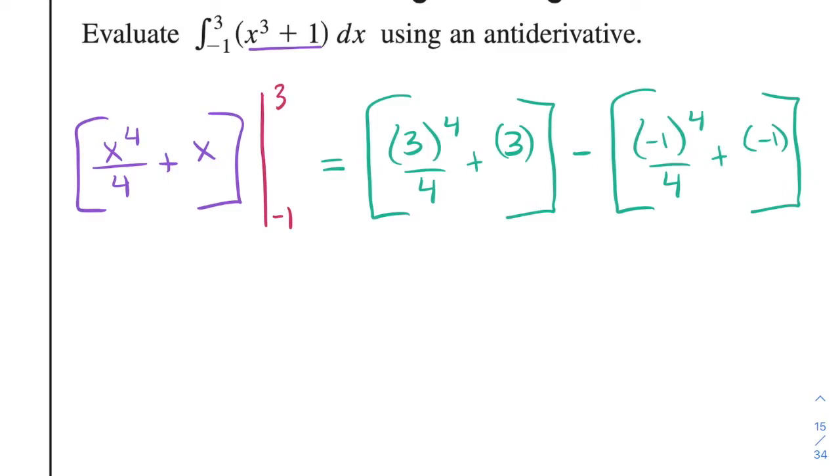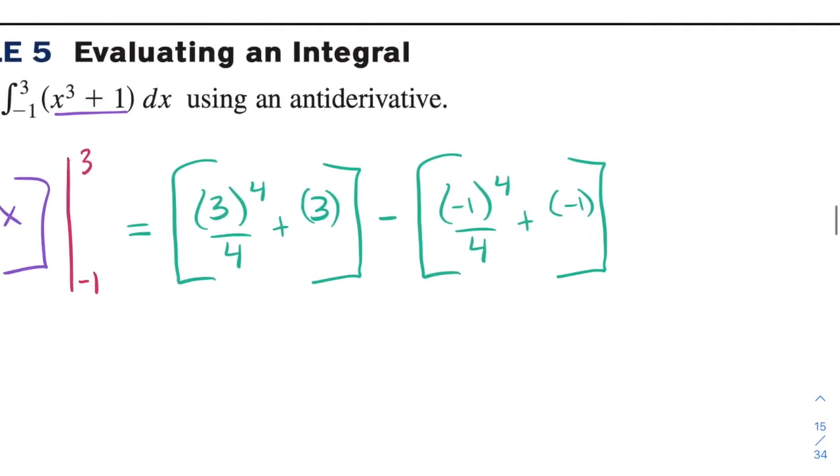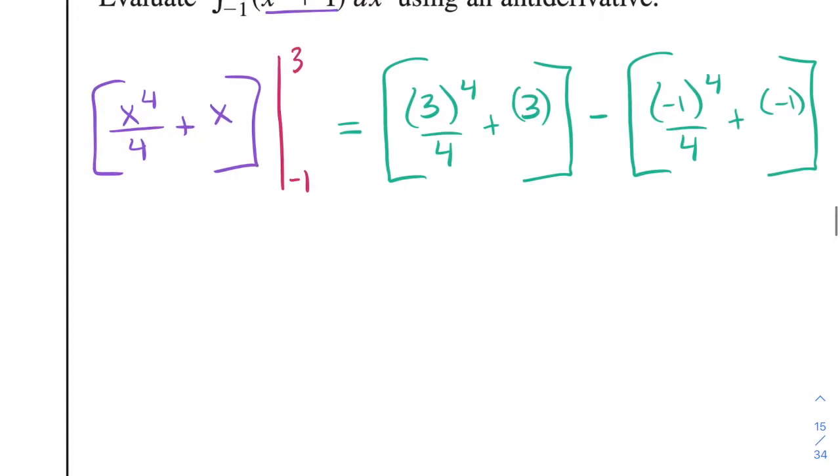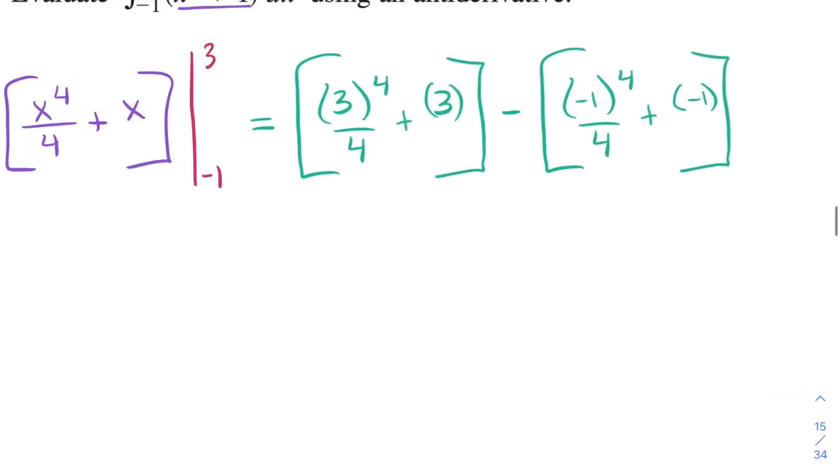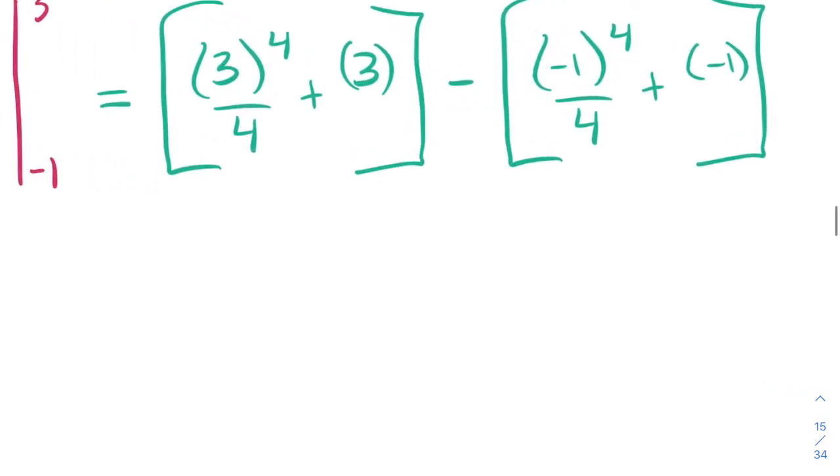So I substitute in 3 wherever I see an x, and then I substitute in -1 wherever I see an x. You can do these separately. You don't have to put it in one long line like I did. You can just do, okay, let me evaluate this at 3 and get an answer. Let me evaluate this at -1 and get an answer. Sometimes that's easier, and we can actually do that. But I want to show you once with it all put together like this.